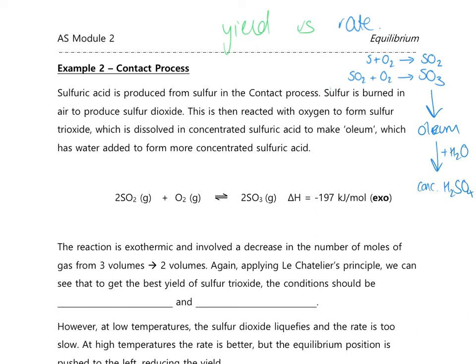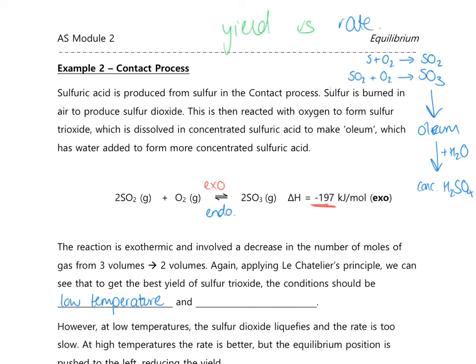Now, you don't need to worry too much about that process. What we're focused on here is the conditions for this process. So you can see from our enthalpy change that our forward reaction is exothermic, which means that our backwards reaction is endothermic. So again, we've got the same problem. My yield is actually going to be increased by a lower temperature, but that's going to make my rate very slow. So I'm going to need to come up with a compromise temperature.